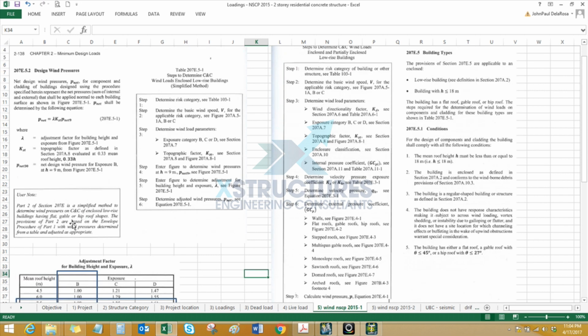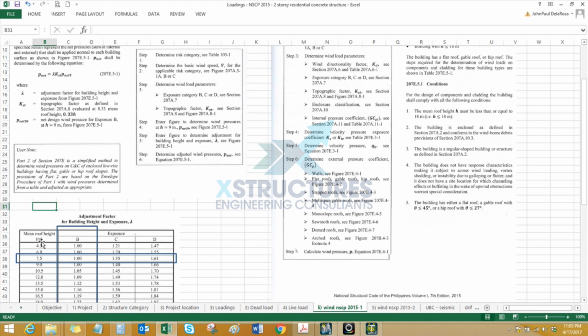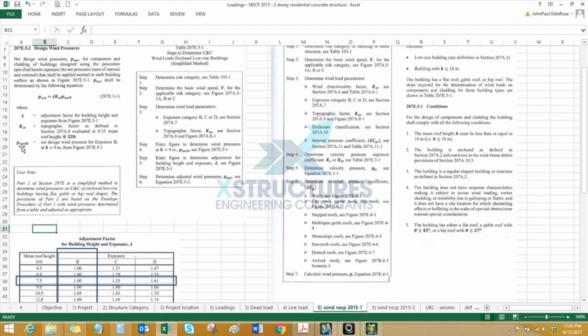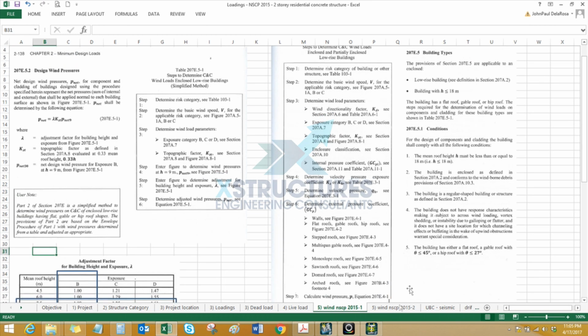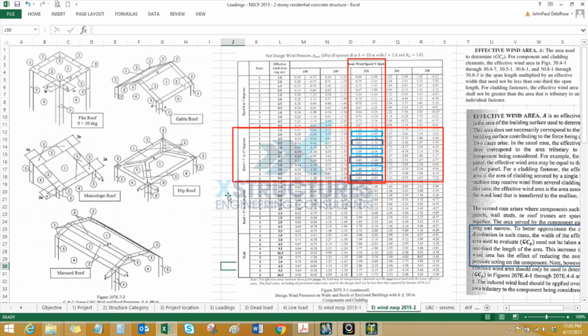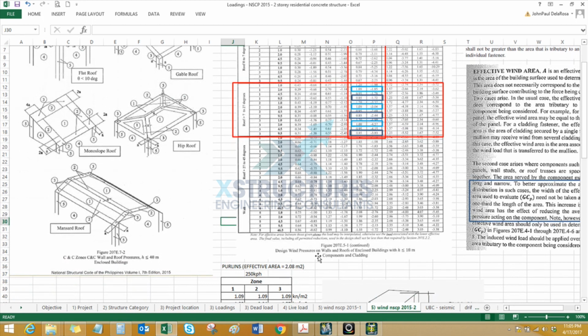Then, yung K_zt naman, merong rigorous calculation yan, just to simplify the calculation, i-assume ko na lang yan na 1.0. Then, yung P_net9, it's not P_net30. Madali lang yan. Madali lang i-calculate yan, using tables lang yan. So, dito, ito yung tables na yun. Yan.